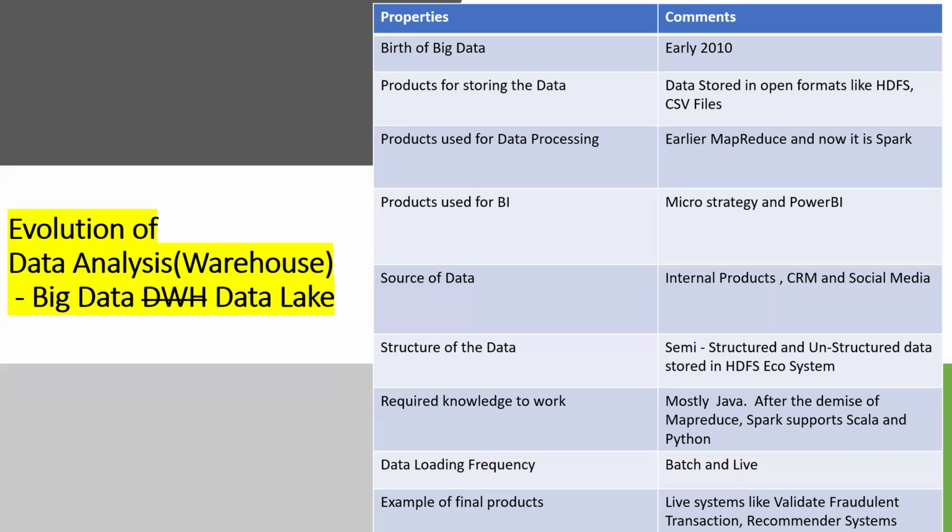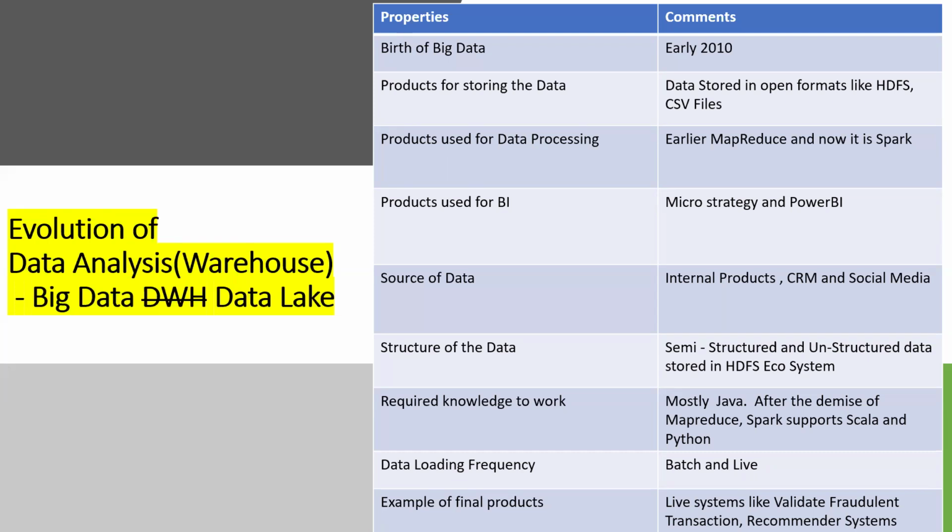So most of the companies started building these big data lakes, and data changed from structured to semi-structured, unstructured, and quasi-structured as well, to be stored in the Hadoop ecosystem. The knowledge required when people were building these big data lakes was mostly Java. And after MapReduce was demised, Spark came into the picture, which supported Scala, and slowly moved.